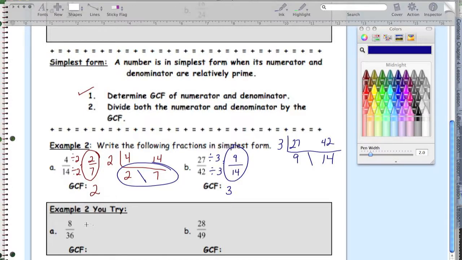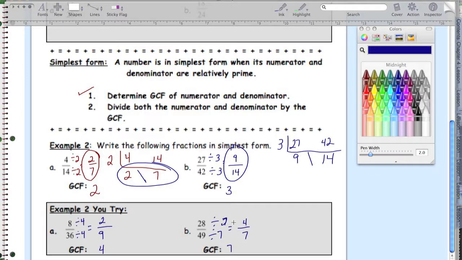Example 2 you try, we would want to look here and see what our greatest common factor is. So what goes into 8 and 36? And I know that it's going to be 4. So I divide both numerator and denominator by 4, and I'm going to get 2/9. For 28, the GCF of 28 and 49 is 7, so I'm going to divide the numerator by 7, the denominator by 7, and I get 4/7.